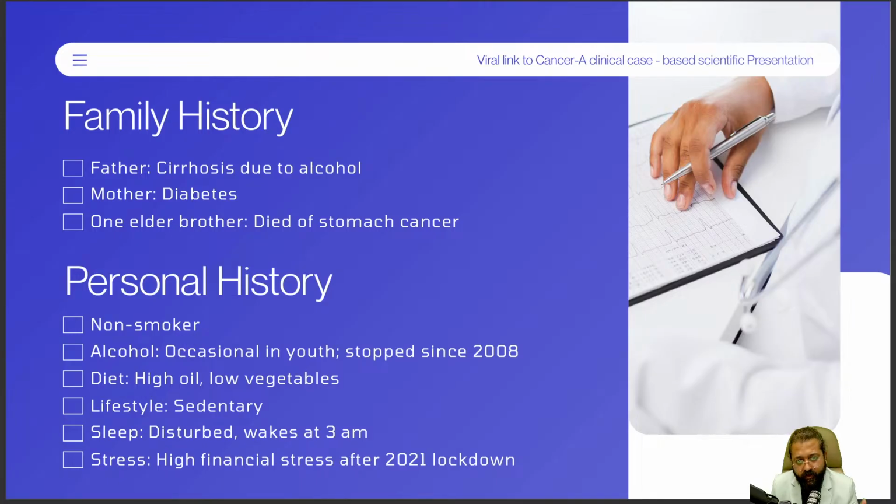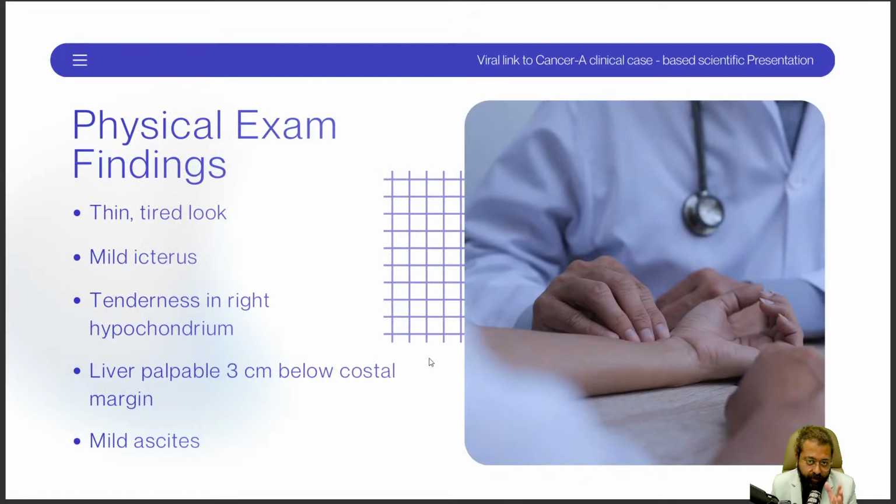Now physically, when we examined the patient, we got to know the person was looking tired, thin, with mild tears, and the patient was saying that in the right hypochondrium he was feeling a bit heavy. So we checked, and we found tenderness, and the liver was also palpable, with mild ascites.